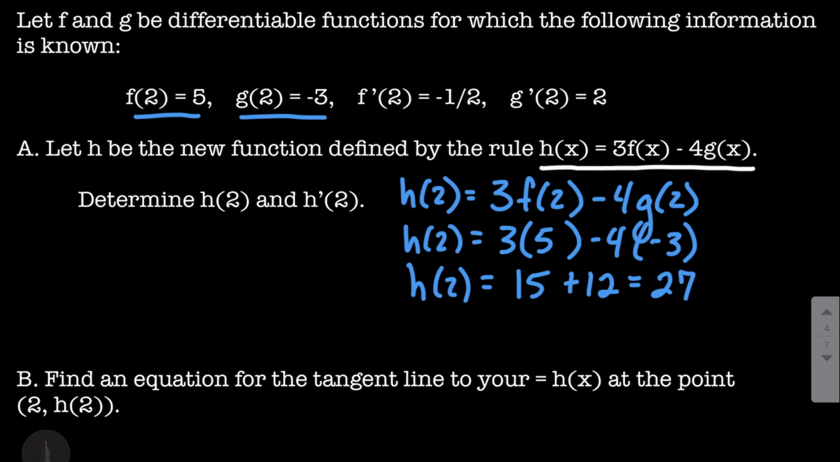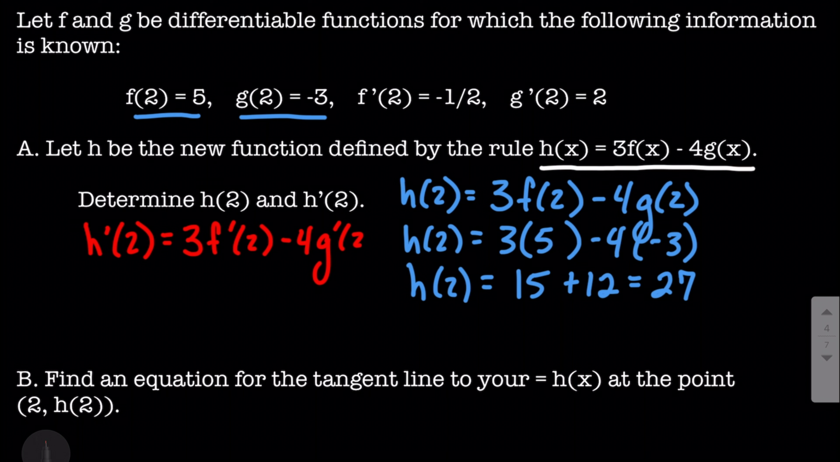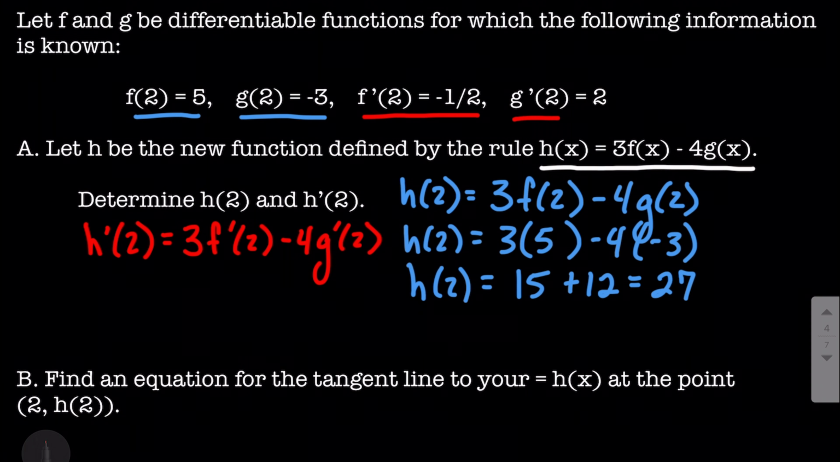The next thing we need to do is compute what is h prime of 2. What this boils down to is we're going to take the derivative of each function on the right-hand side as we go. It's going to be 3 multiplied by f prime of 2 minus 4 multiplied by g prime of 2. Note 2 gets plugged in for each of the x's on the right-hand side, but because we're doing the derivative, we're taking the derivative of each function on the right-hand side as well. So this is going to correspond with these values that have been given to us about the derivatives.